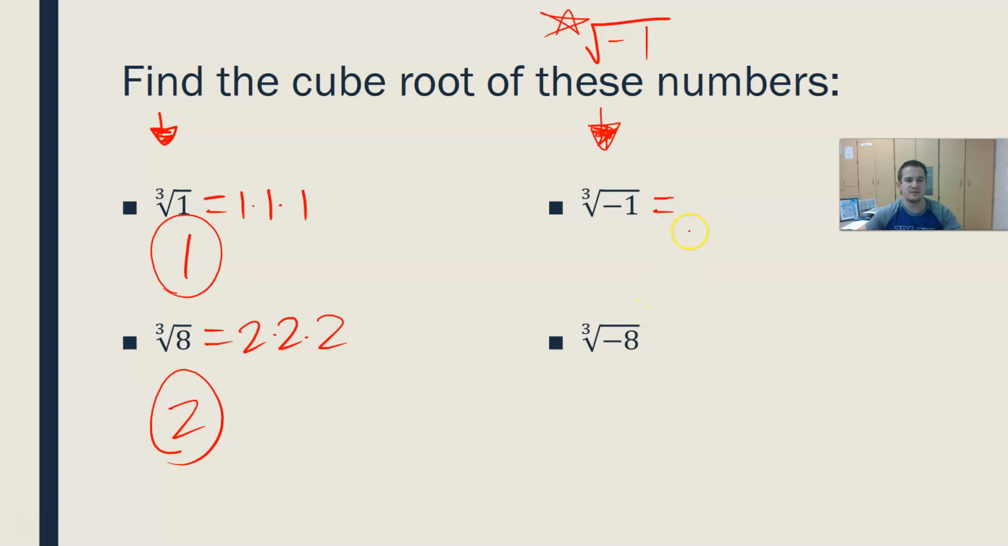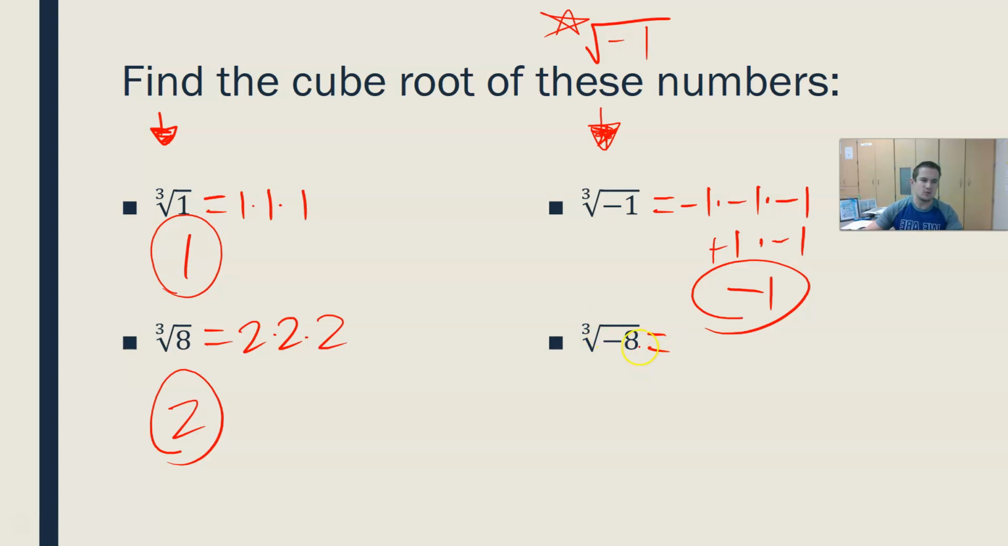Well, riddle me this. How about negative 1 times negative 1 times negative 1? Well, negative 1 times negative 1 is a positive 1, times another negative 1 is indeed negative 1. So negative 1 multiplied by itself 3 times will give me negative 1.